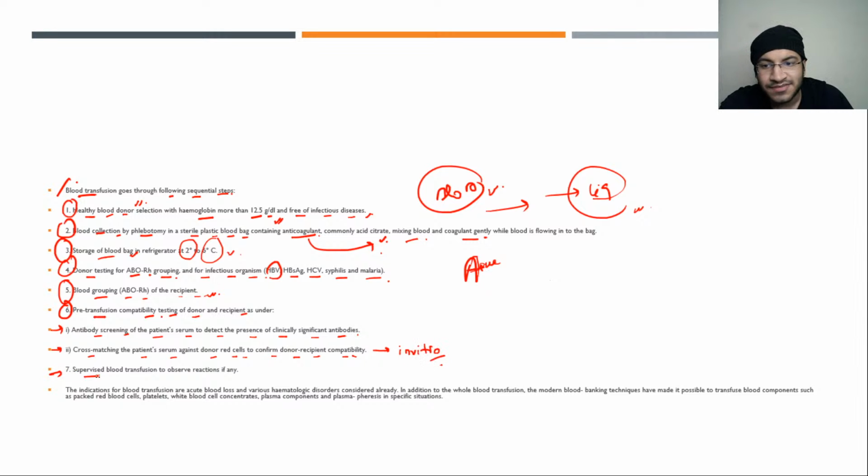Then supervised blood transfusion is done to observe the reactions or the acute reactions, if any, because it can be fatal. The indications for the blood transfusion are acute blood loss, various hematological disorders, and in addition the whole blood transfusion is not done these days. We can transfuse the components of the blood such as packed red cells, platelets, WBC concentrates, plasma components, fresh frozen plasma, cryoprecipitates, and plasmapheresis is also done to extract the antibodies from the blood, right.